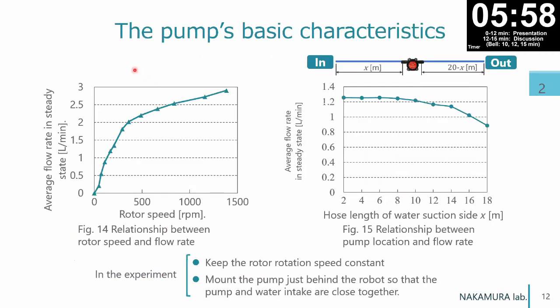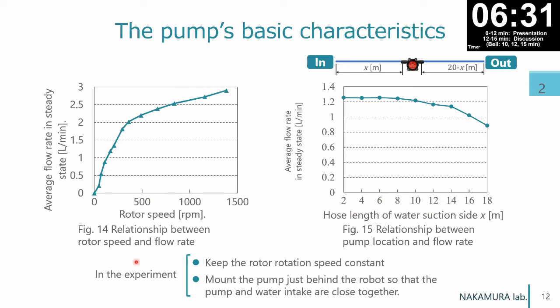In this slide, I show the pump's basic characteristics. Figure 14 shows the relationship between the rotor speed and flow rate. As rotation speed increases, flow rate also increases. Figure 15 shows the relationship between pump location and flow rate. As the distance between the pump water intake and the pump increases, the flow rate decreases.